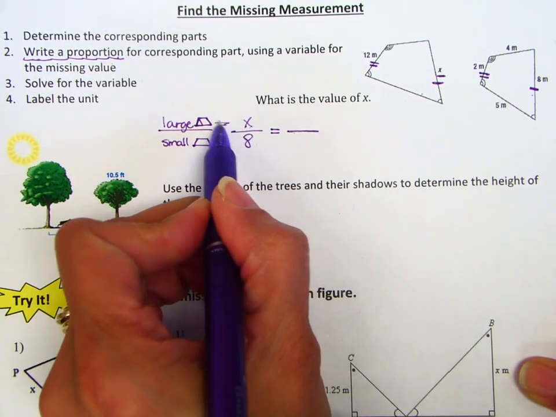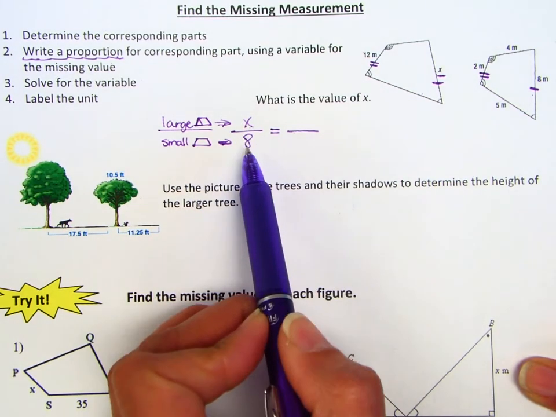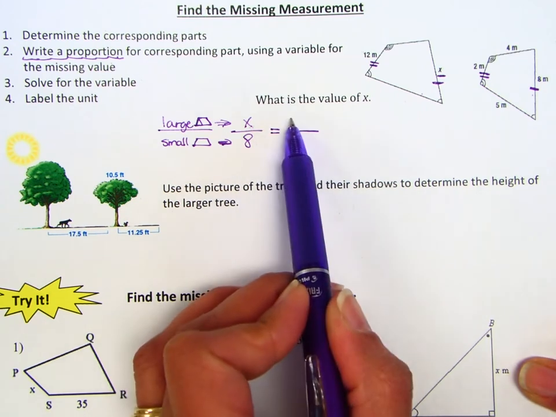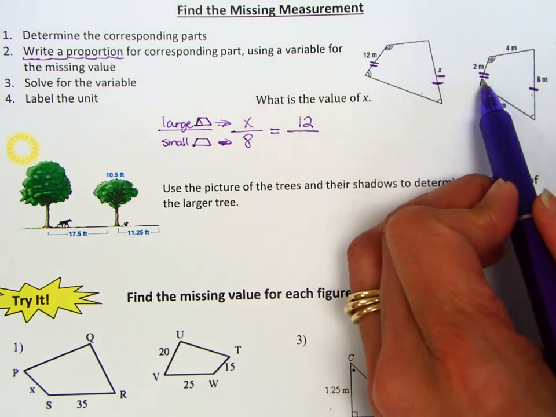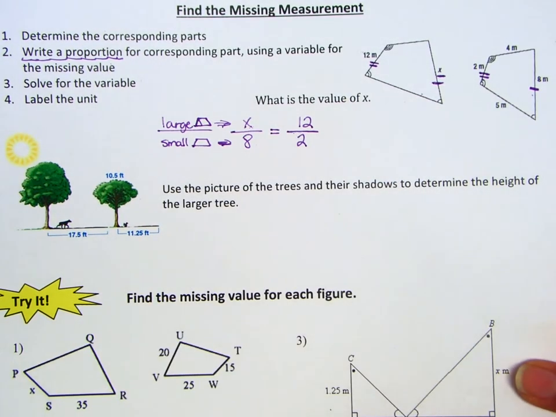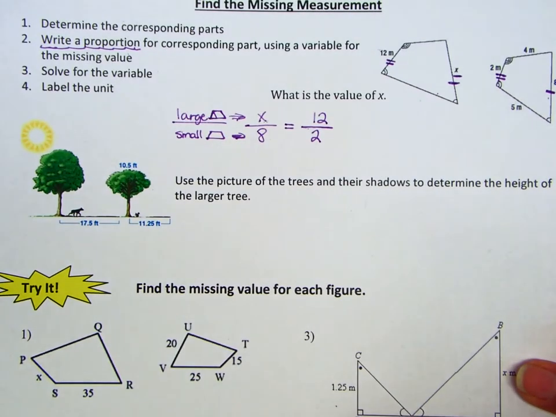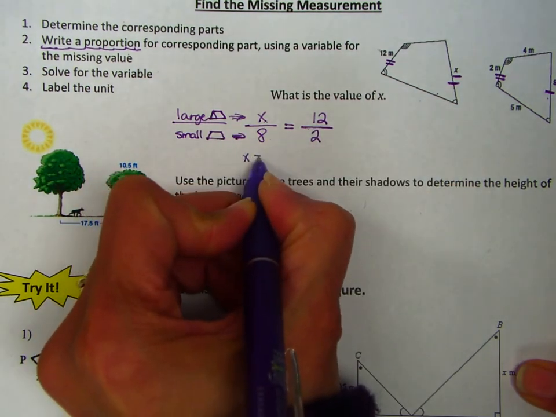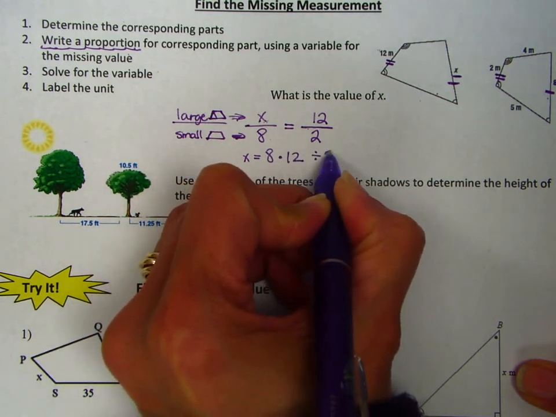So everything has to be in the same place. So I had a missing portion of my large, and I'm comparing it to the known portion of my smaller. So now I have a known portion of my large, and I can put the known portion of my smaller. And I've set up a proportion. And you guys should be familiar with these proportions because we've been working on how to solve them, cross multiply and divide. So x is equal to 8 times 12 divided by 2.